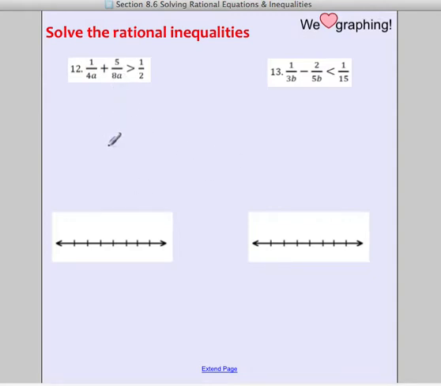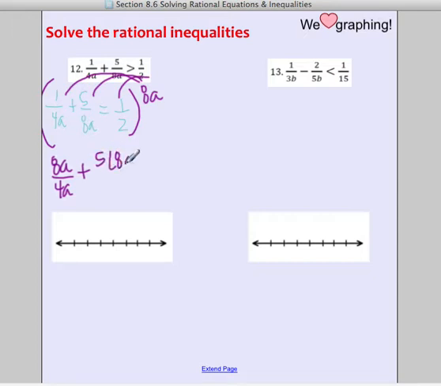Here's the trick with this. You go ahead and figure out what the answer would be if you just solve it. So we're just going to solve it. You have 1 over 4a plus 5 over 8a is equal to 1 over 2. What would my least common denominator be? I know I can multiply all of these to 8, so it'd be 8a. I distribute, so I would have 8a over 4a plus 5 times 8a over 8a is equal to 8a over 2.